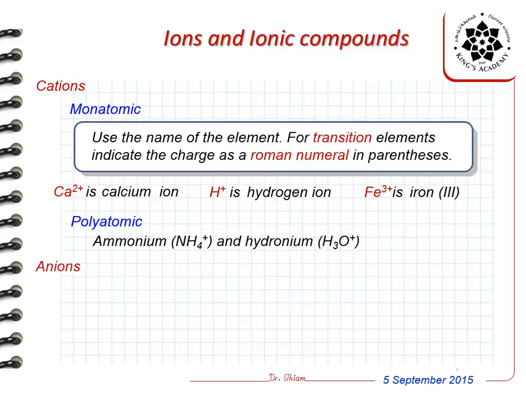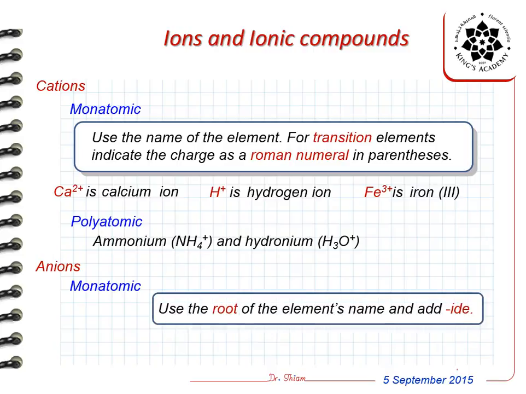As I said, they are a lot of fun. Monatomic anions are made of one atom only with a negative charge. So the way we name them is we use the root of the element's name and add the suffix IDE. For example, F- would be called fluoride ion.